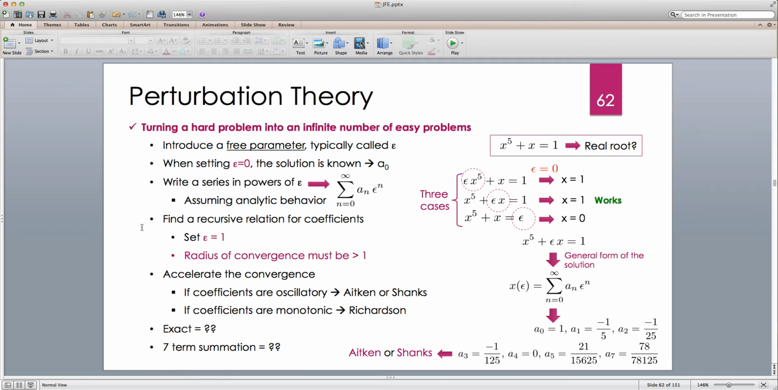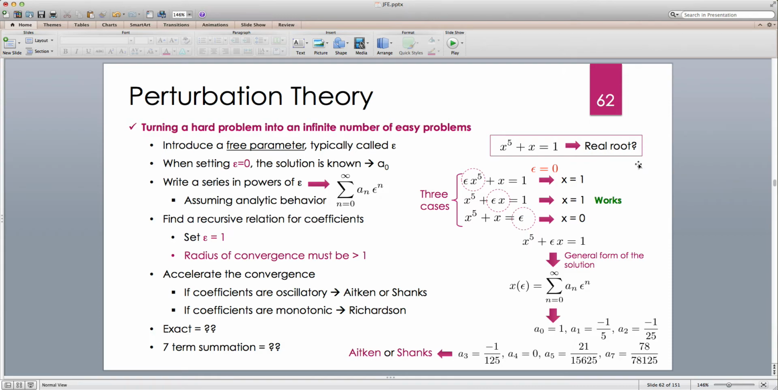Now, one example that is very interesting to look at is this case. Let's say we have this equation, x to the 5th power plus x equals 1, and we want to find the real root of this equation. This can only have exactly one real root, because if you look at the derivative, it's 5x to the 4 plus 1, and it's strictly increasing, right? This means that if the function goes up, it never comes down. So this polynomial must have exactly one root.